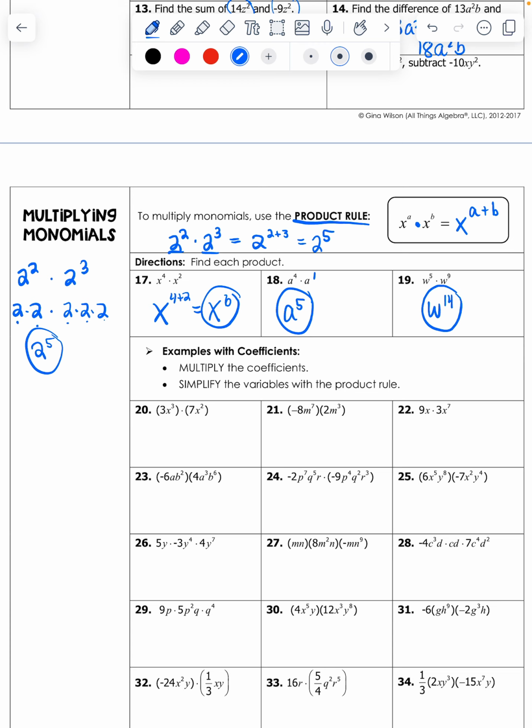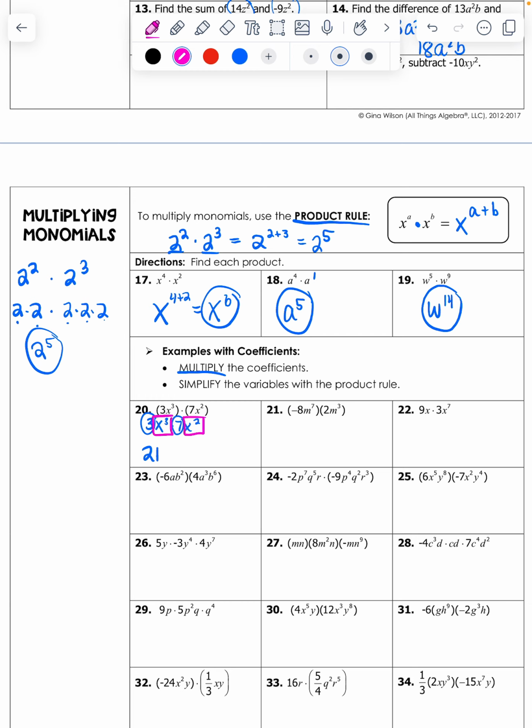Lots of times, we're going to have examples with coefficients. So what we have to do is multiply the coefficients normally. For example, number 20 says 3x to the third times 7x squared. I know they're in separate sets of parentheses, but we don't have to worry about that. We can think of this as one long multiplication problem. We pull out the regular numbers and multiply them normally first. 3 times 7 is 21. You do not use the product rule for regular numbers. We use the product rule just for the variables.